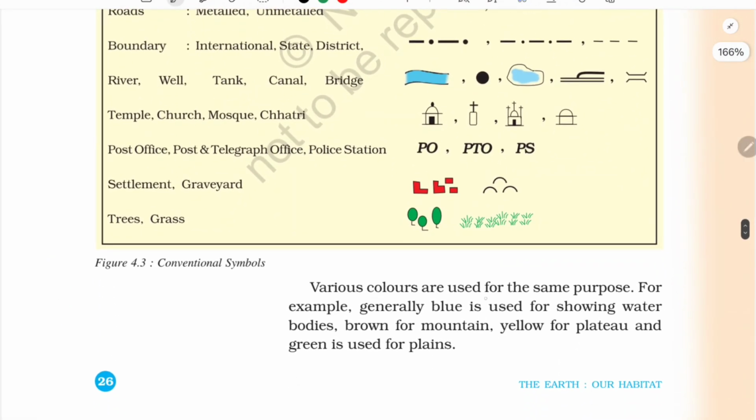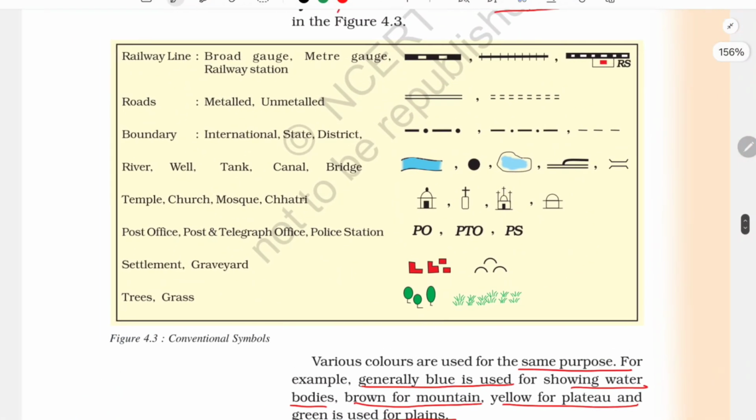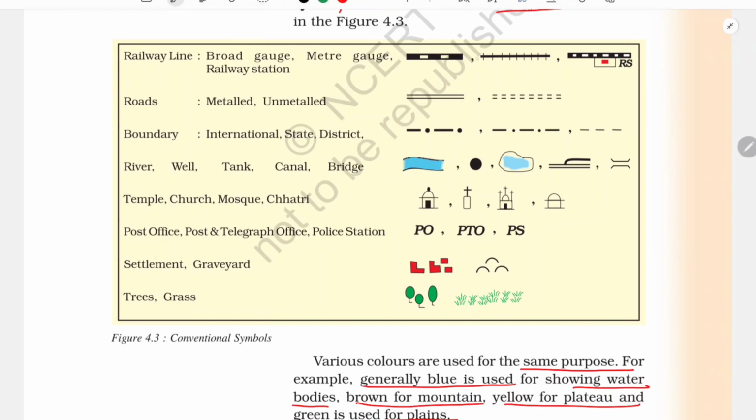See here, various colors are used for the same purpose. For example, generally blue is used for showing water bodies, brown for mountains, yellow for plateaus and green for plains. These are some of the conventional symbols and colors. Here you can see railway lines, broad gauge and meter gauge, shown in this way. Roads, metalled or unmetalled: metalled will be shown like this and unmetalled like this. International boundaries will be shown like this, state boundaries and district boundaries in this way. And rivers, well, tank, canal, bridge.